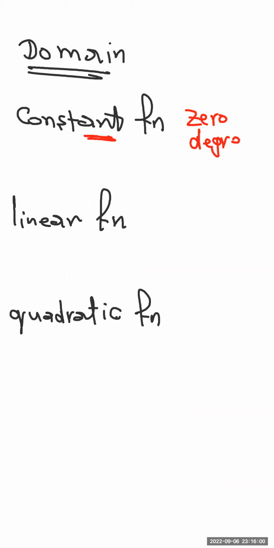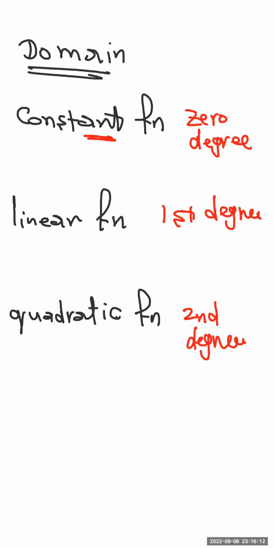And linear function, first degree. Quadratic, second degree. Examples. Constant function like f of x equal 7. So this means whatever the values of x, y will always equal 7.